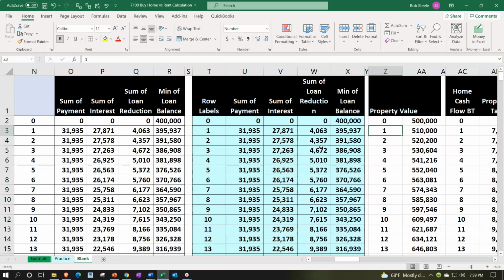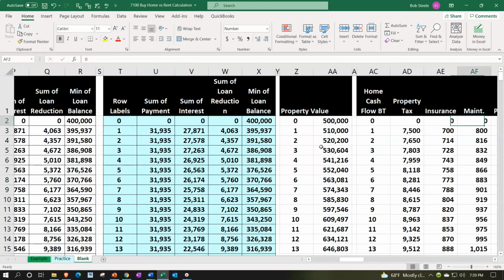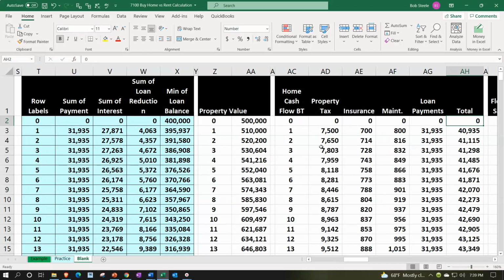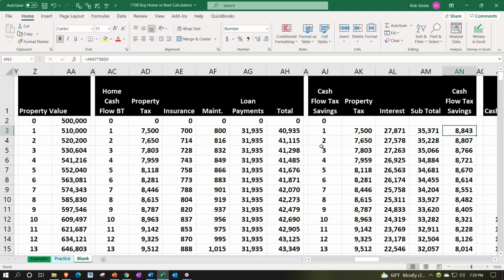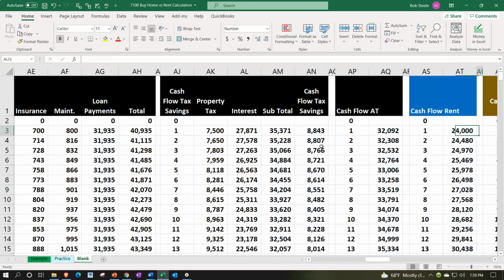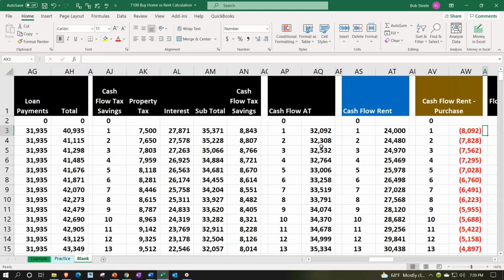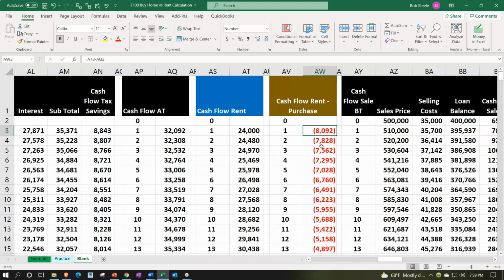So the property value you can see started out now at the 500,000. The home cash flow calculations have now been adjusted for it. There's our loan payments at the 31. Looks right. Cash flow tax benefit. So the tax calculation should populate. The cash flow after tax, the rent is still at the 24,000. We didn't change that. And we see this big difference in terms of the cash flow. The rent is still lower than the cash flow over here, but we still have that increase in the valuation of the property. So we'll see what the impact will be.